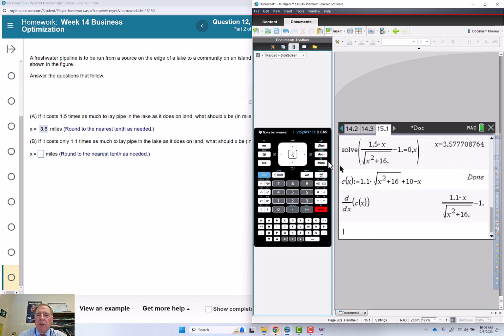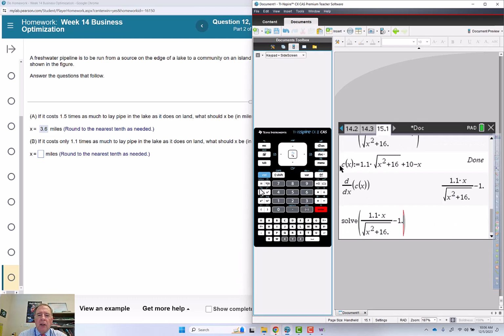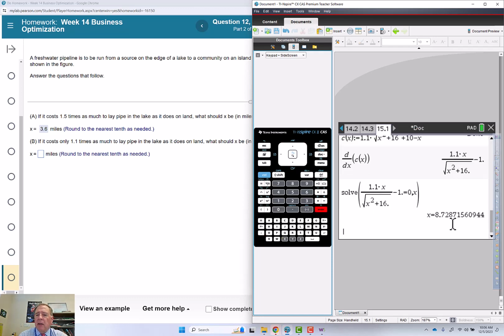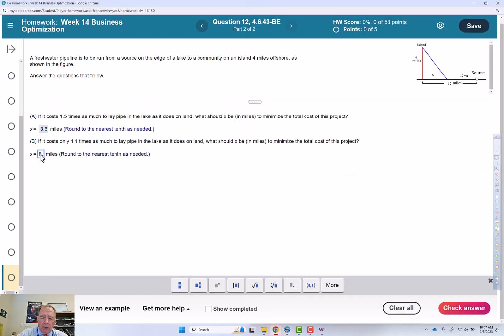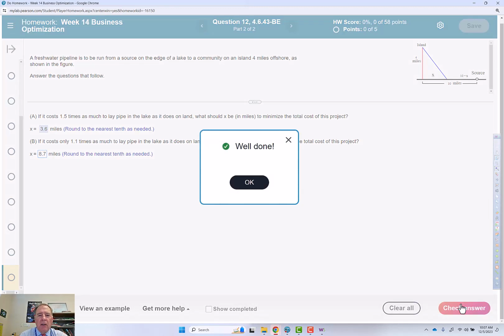A new derivative, menu 3, 1 to get solve. Set that derivative equal to 0, solve for x. And I get x equals 8.7. Check answer. Well done.